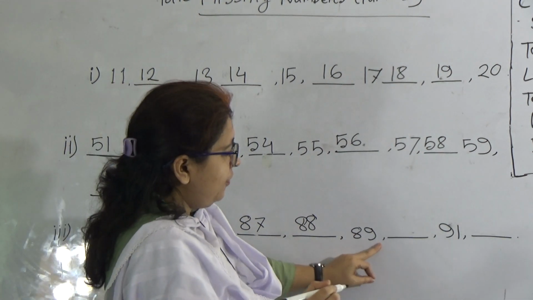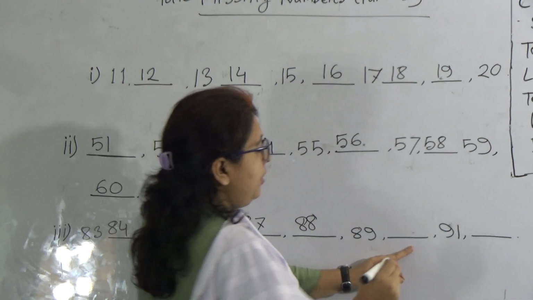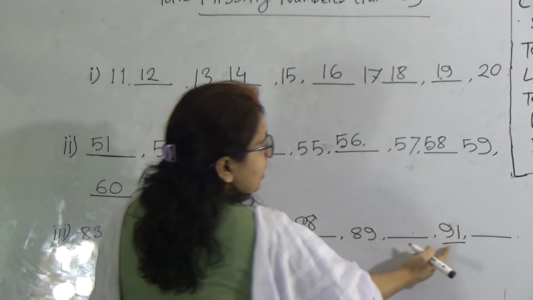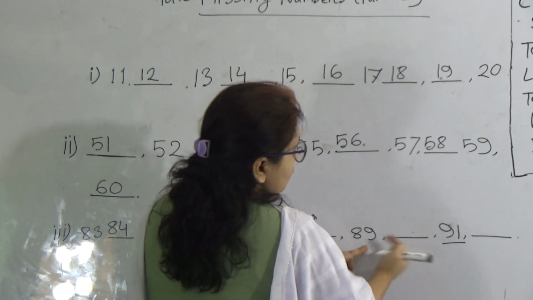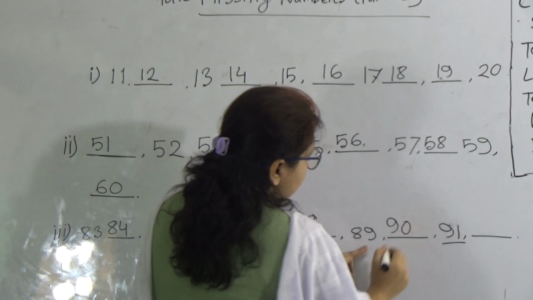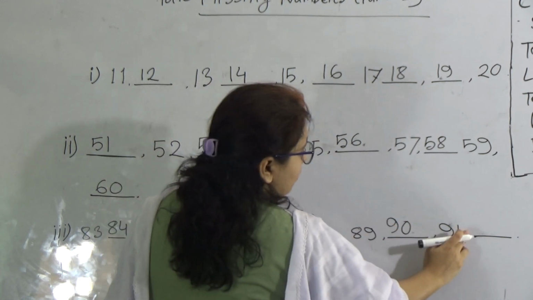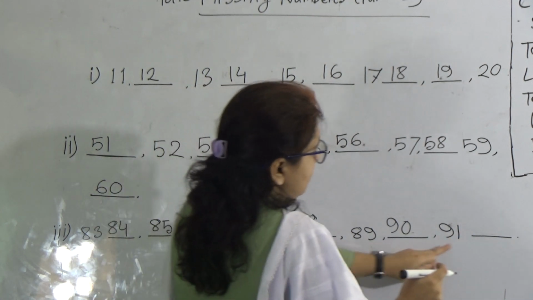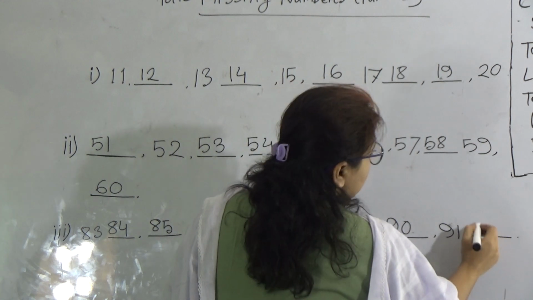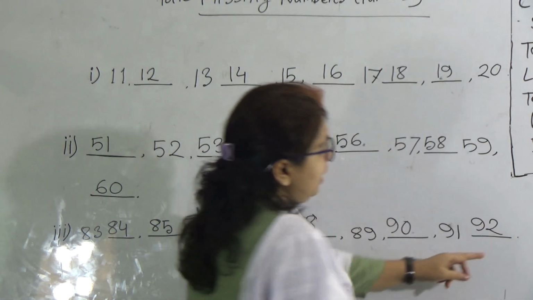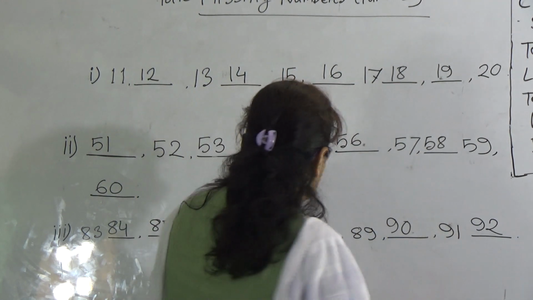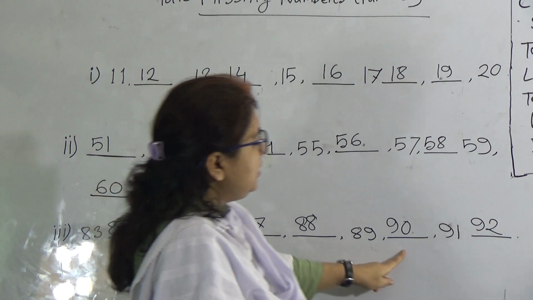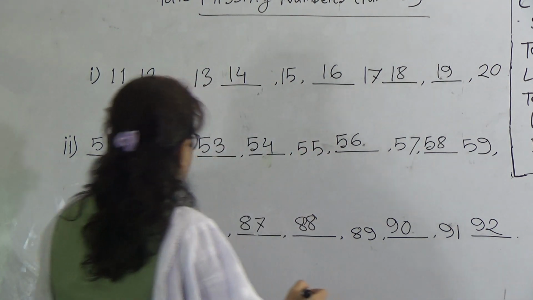Then 89. After 89, what would be the next number? Okay, dear learners, focus on this number 91 and 89. So you can write here 90. Then our next missing number is 90. Then 91 and 92. 92 is our last missing number. So 84, 85, 87, 88, 90 and 92 are our missing numbers.